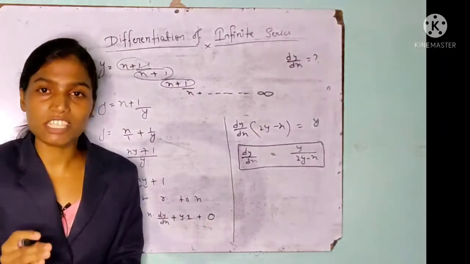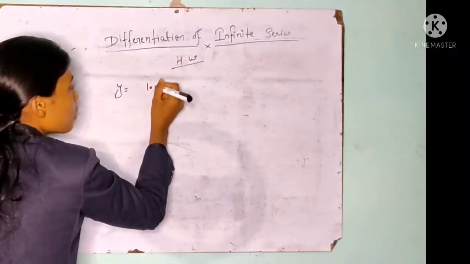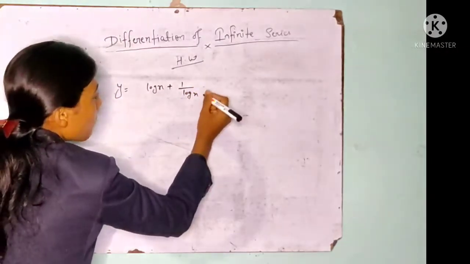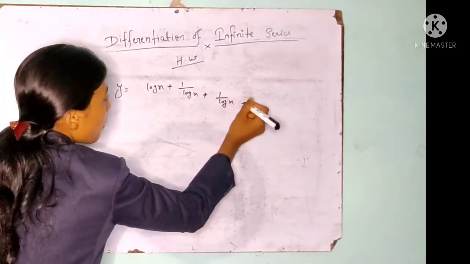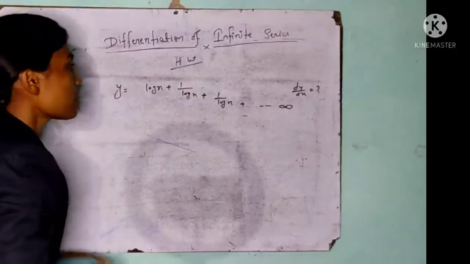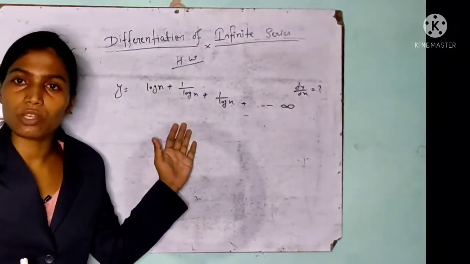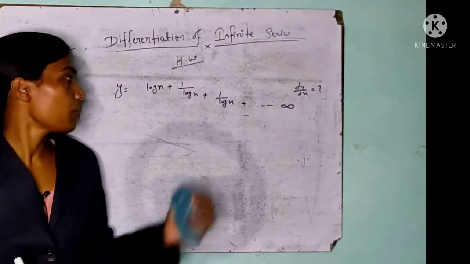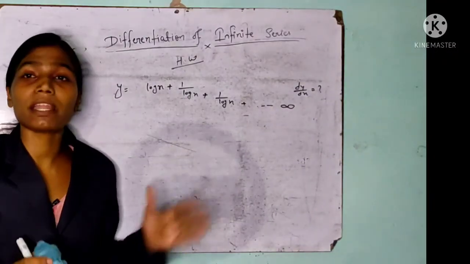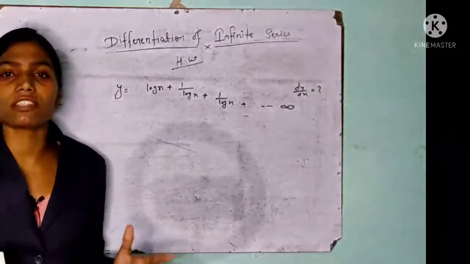Now I am giving one example, so you can solve this question and write your answer in the comment box. The given function is y equals log x plus 1 by log of x plus 1 by log of x plus, dot dot dot, and so on. Find dy by dx. This is also a very important question, asked many times in board exams. I hope you can solve it because it is related to the logarithm function. If you solve this function, you will have more confidence with the infinite series concept and the repeated term. If you recognize the repeated term, you can easily differentiate an infinite series.